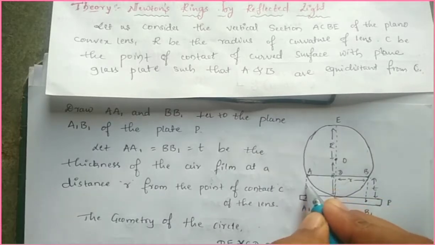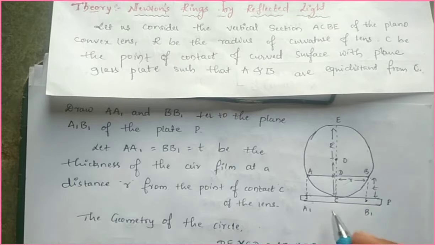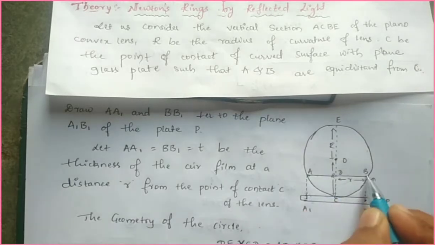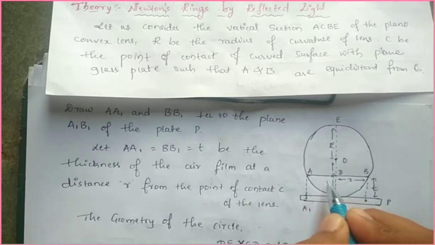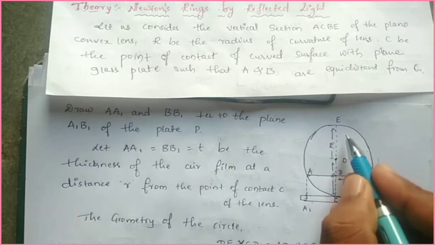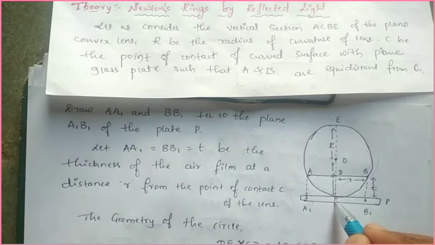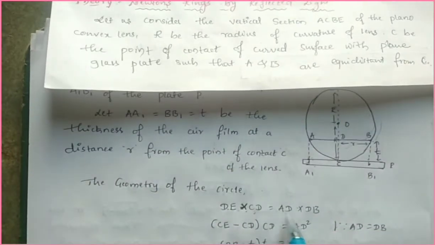Next draw A dash and B dash perpendicular to the plane. A dash and B dash have a thickness T, and are at a distance r from the point of contact C. B is at distance r from C, and A is also at the same distance r. Now take the geometry of the circle. Considering DE and DC on this side, and AD and DB on this side, DE into CD equals AD into DB.